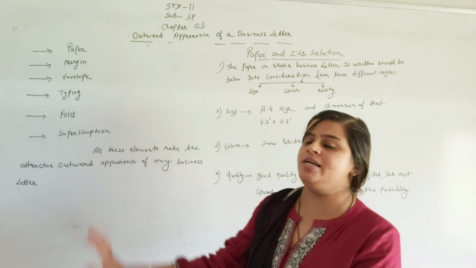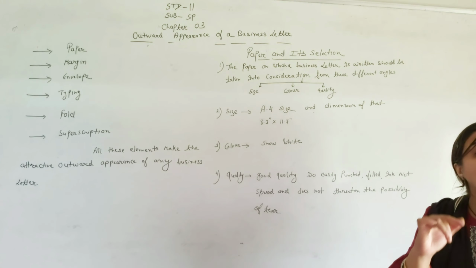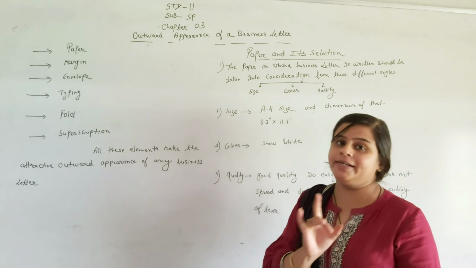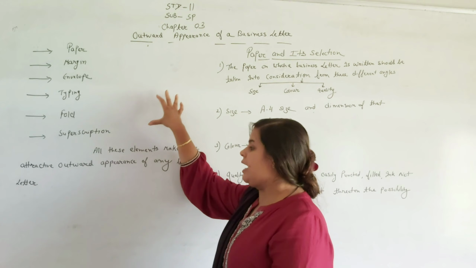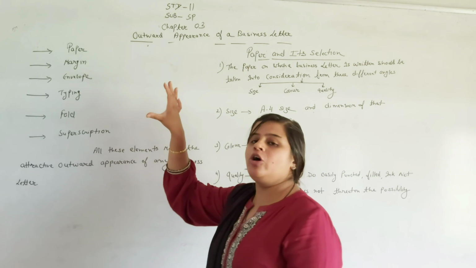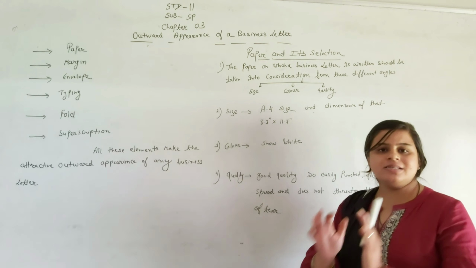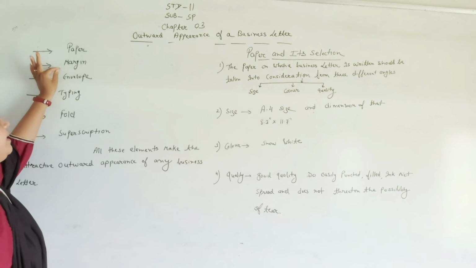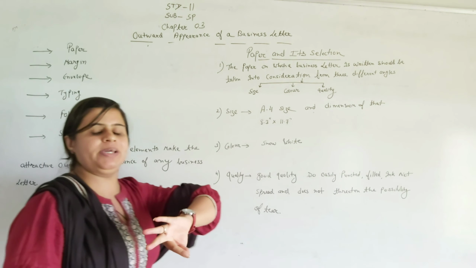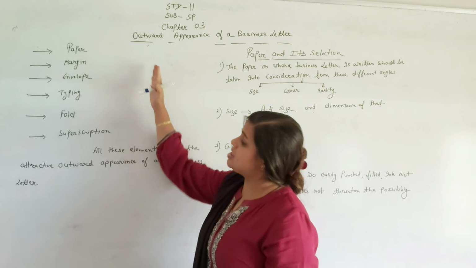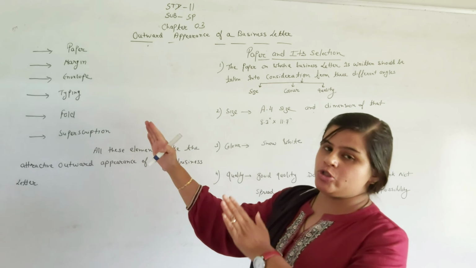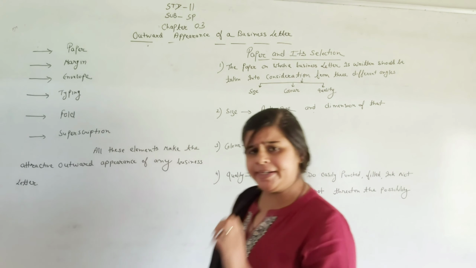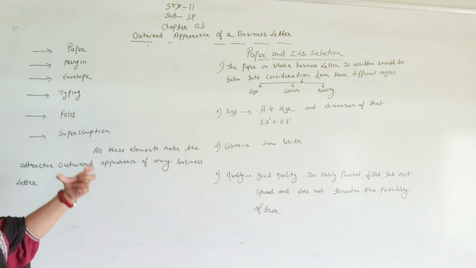These major elements help to make the outward appearance more attractive. I am not talking about the internal part. So these elements are helpful to make the outward appearance of any business letter more attractive. We will discuss each element in depth, analysing each one in depth. There are 6 major elements mentioned here, and our chapter also contains all 6 elements in detail or in brief. The first element is paper.